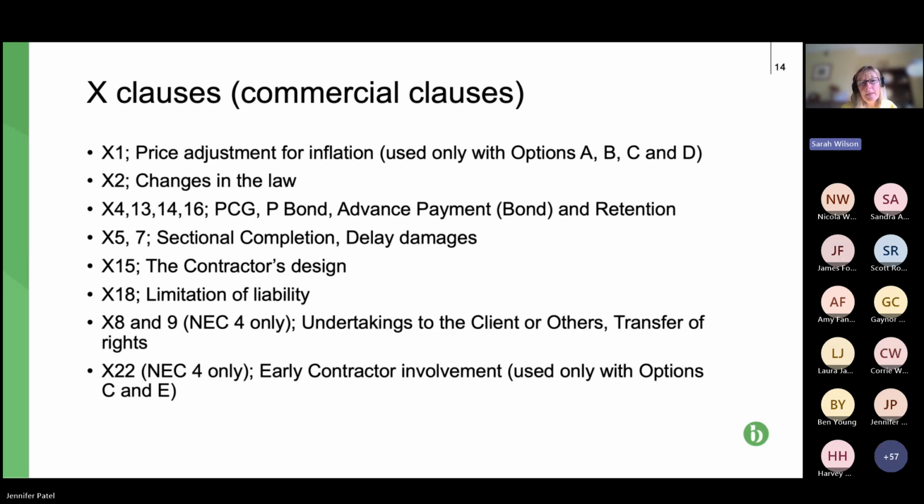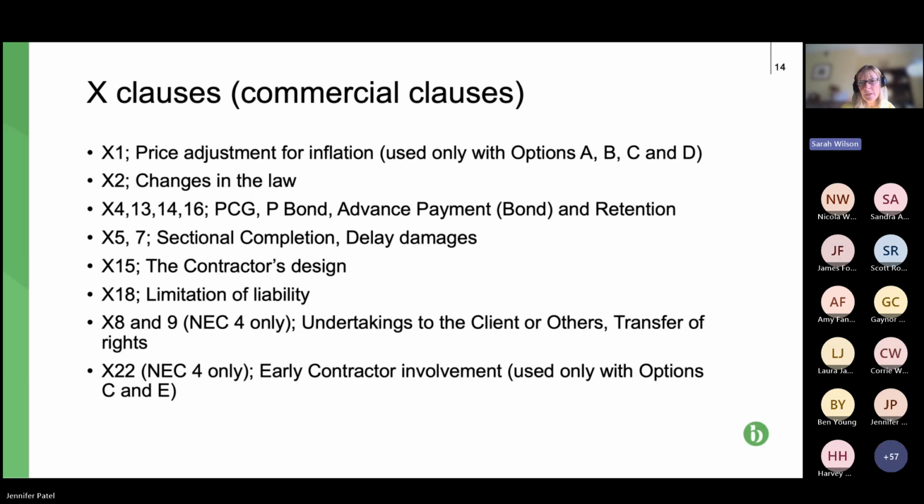Options X and 9, so these apply to NEC 4 only. So they are undertakings to clients or others. What's that? Well, it's collateral warranty, basically. And option 9 is transfer of rights. Again, that's copyright. And also X22, again, introduced with NEC 4, so doesn't apply to the other contracts, is early contractor involvement. So, keep an eye on that.